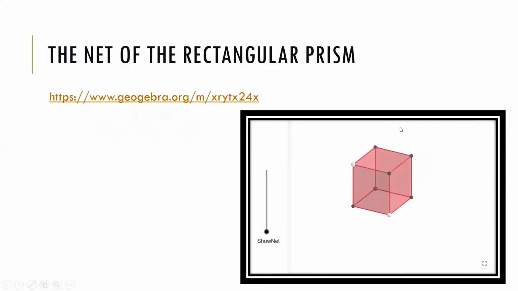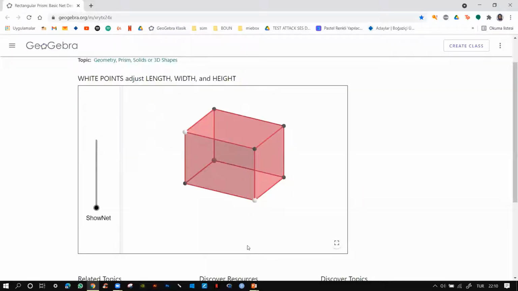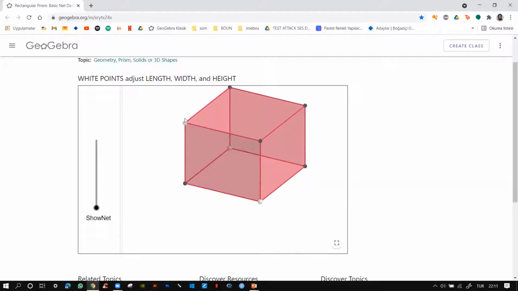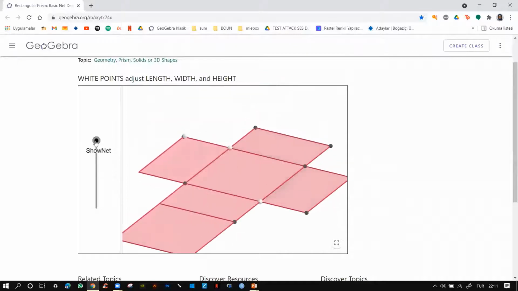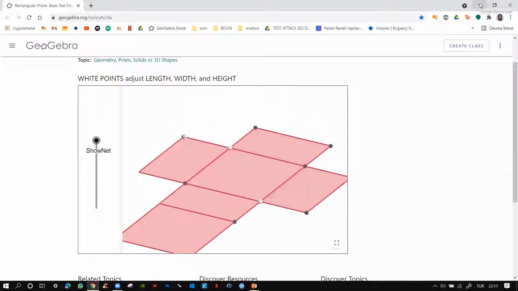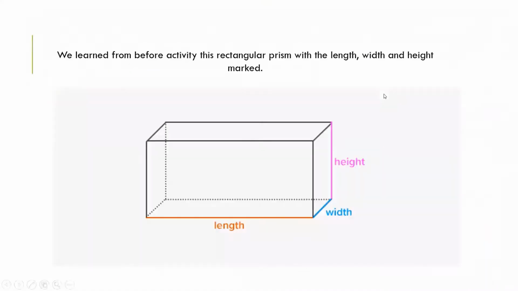Let's look at the net of the rectangular prisms from GeoGebra. In this activity, there is a rectangular prism. We can change its length and its width and its height. And we can see its net like this. Let's go back to the presentation.